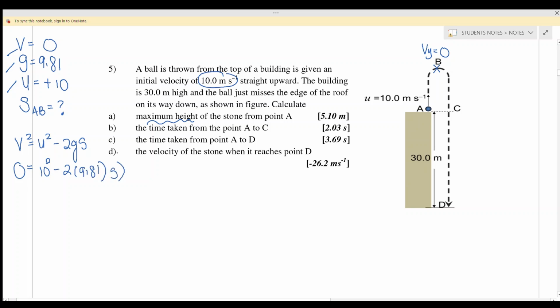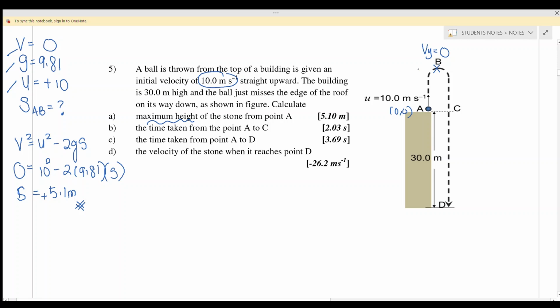So our S, after calculating, you will get 5.1 meters. And the value should be positive because from A you go to B, and A is the origin, 0, 0. So A to B you will get positive 5.1.